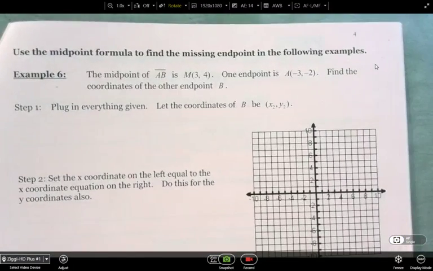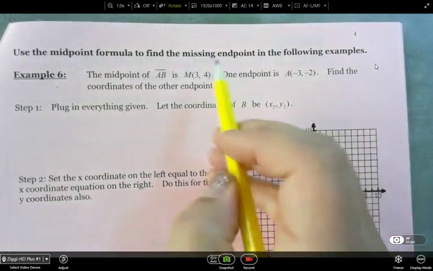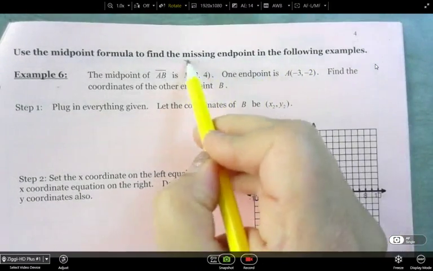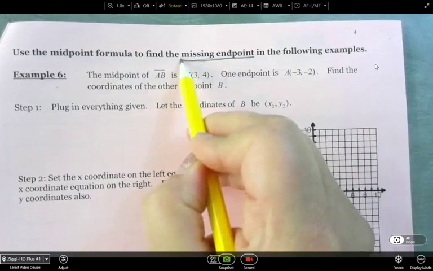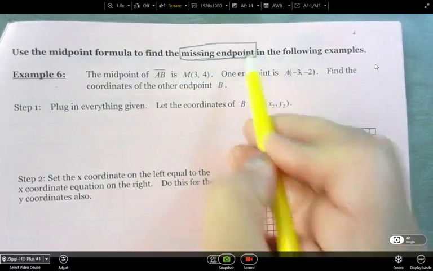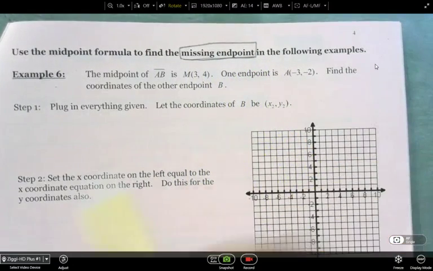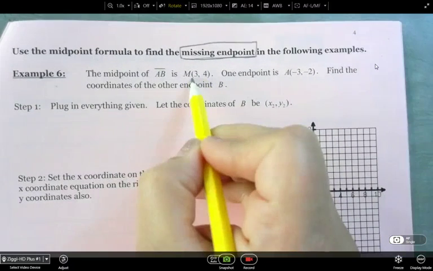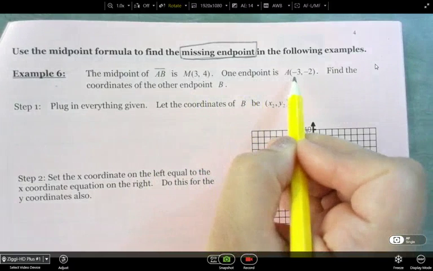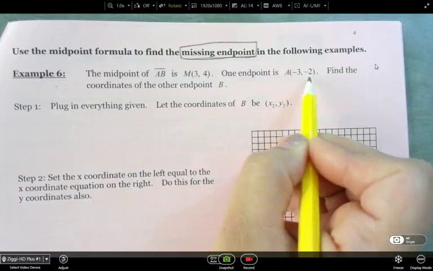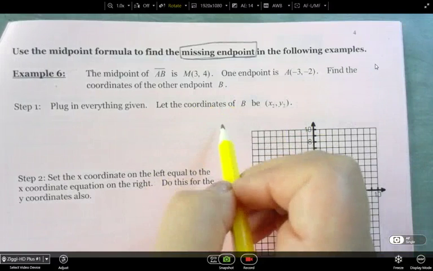Now we're going to mess with it a little bit. Going to change the situation, change the scenario. Now we have the midpoint, and there's one missing endpoint. How are we going to deal with this? Okay, so we've got the midpoint is 3, 4, and then the endpoint is -3, -2. We need to find the coordinates of the other endpoint.